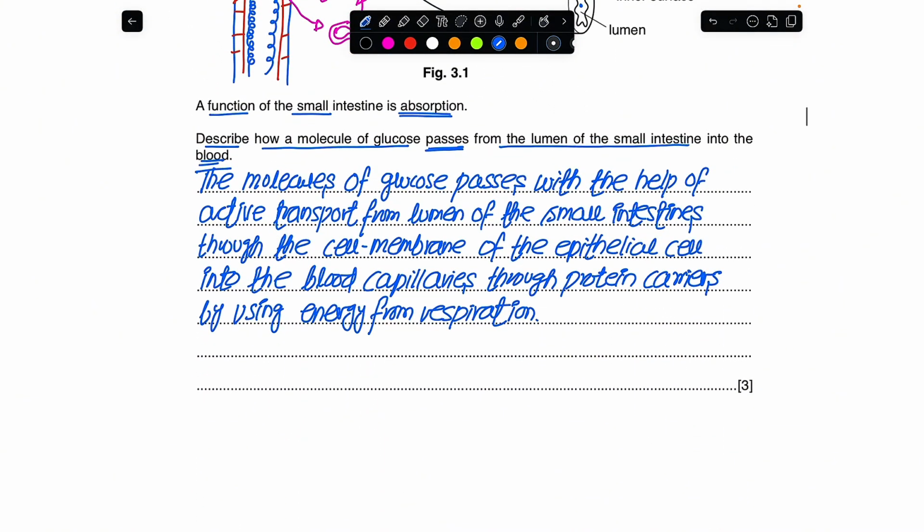So, how should your answer look? You would say that the molecule of glucose passes with the help of active transport, from the lumen of the small intestine through the cell membrane of the epithelial cells into the blood capillaries, and it is done through protein carriers. And for all the processes written above, there has to be energy utilization that comes from the respiration process.